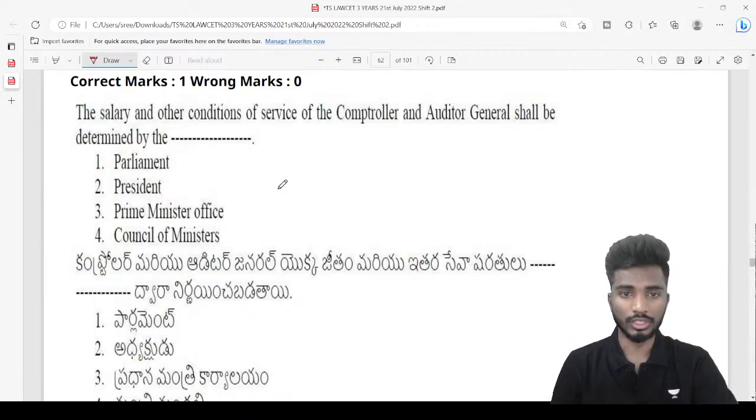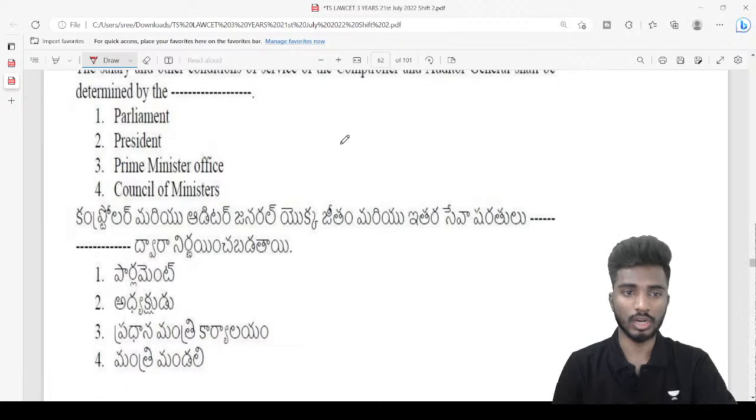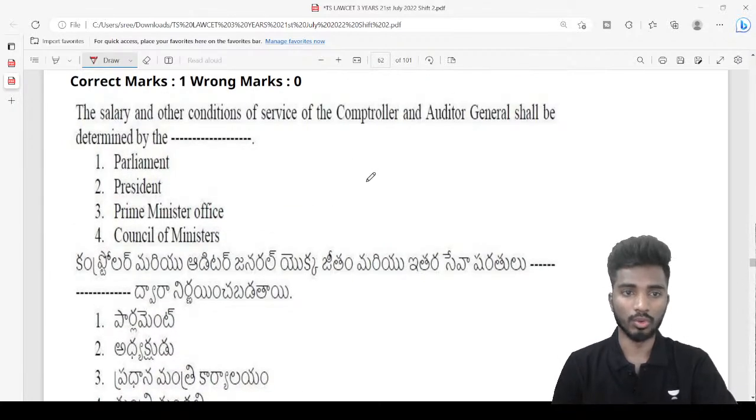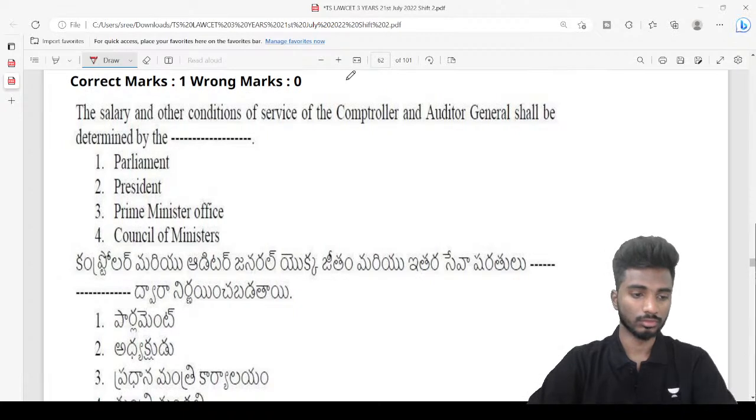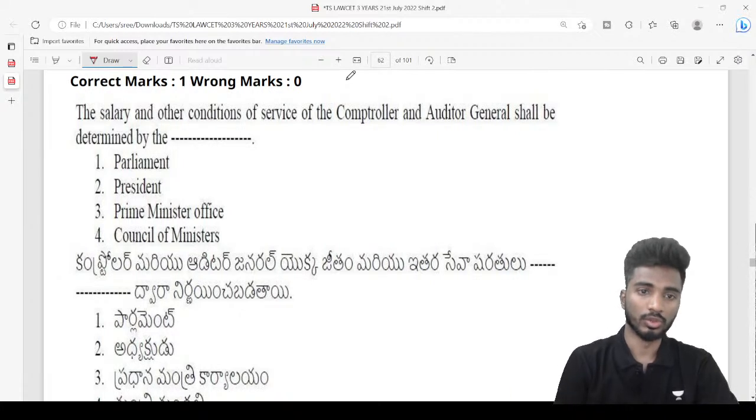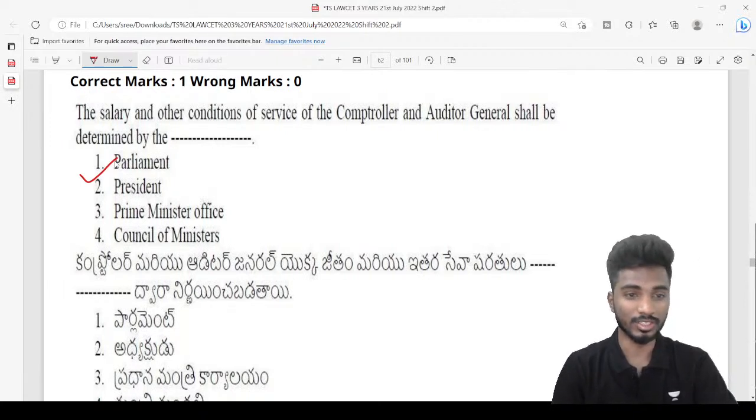The salary and conditions of service of the Comptroller and Auditor General shall be determined by whom? Very quickly. Very good, Nidhi. Excellent. Right. So the salary and other conditions are determined by, very good Aishwarya. So the answer is, sorry, very wrong, Aishwarya. It is actually Parliament.